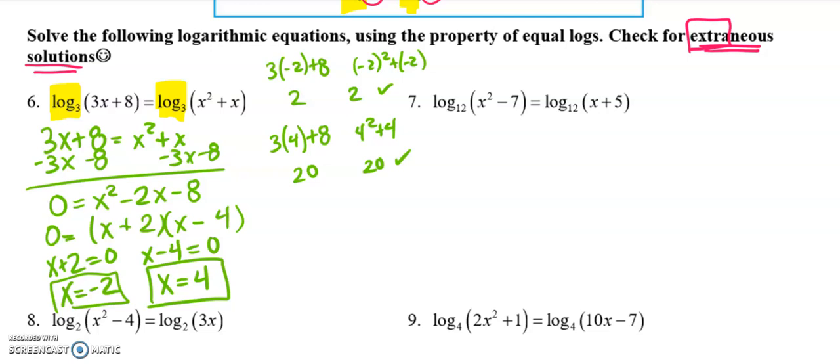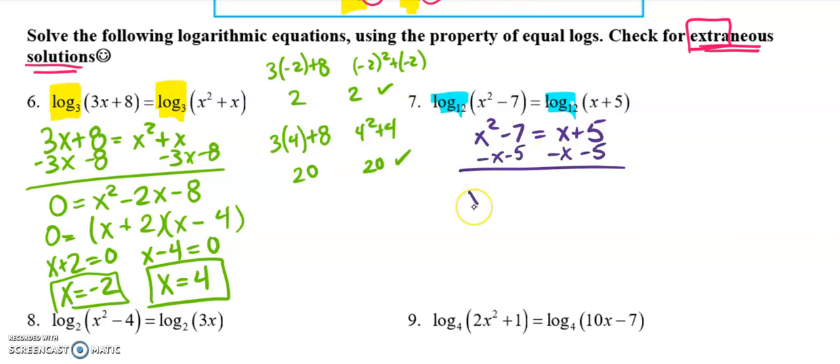Number 7, let's look here. We've got a log base 12 on both sides. Since those match, what we're taking the log of has to also match. So x squared minus 7 equals x plus 5. Again, a quadratic, so I want to move everything over to the left this time. X squared minus x minus 12 equals 0.